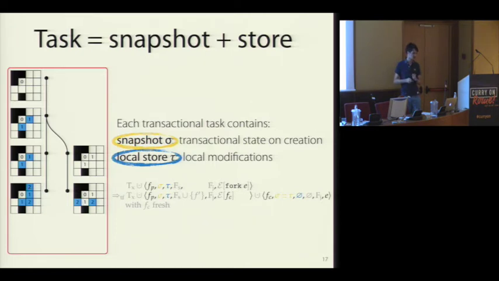And secondly, each transactional task contains a local store, which stores the modifications that were made to the transactional variables in that task. Whenever a transaction is created, we create one root task, and the snapshot of this root task is a conceptual copy of the transactional state at that point. The local store starts empty. Then later, when you write to transactional variables in this task, these are written to the local store of that task.